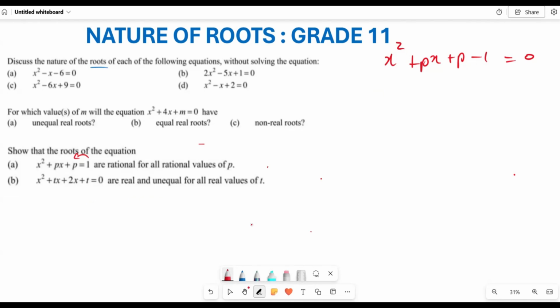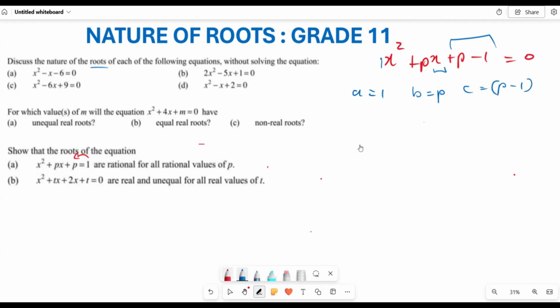Now, when they are saying the roots are rational, before we can do that, I want us to find the value of your a, the value of your b, and also the value of your c. Can you see that the value of your a is the same as 1, because there's nothing next to the x squared? The value of your b, you always find where you're having the variable of x, which means your b here is the same as p. And then your c is always going to be the last constant, which means your value of c in this particular case is p minus 1.